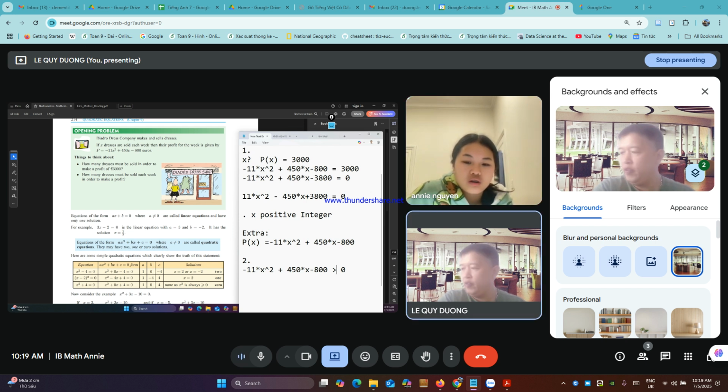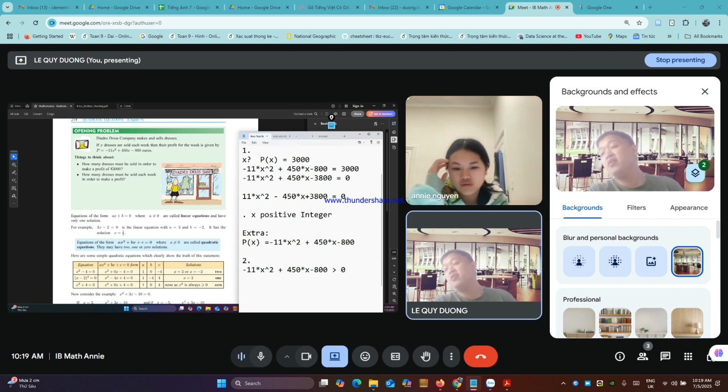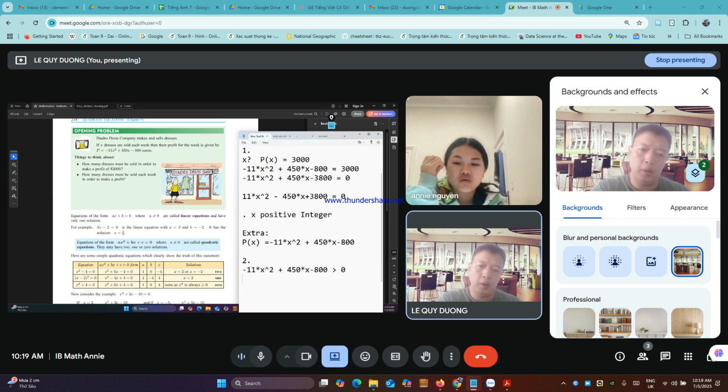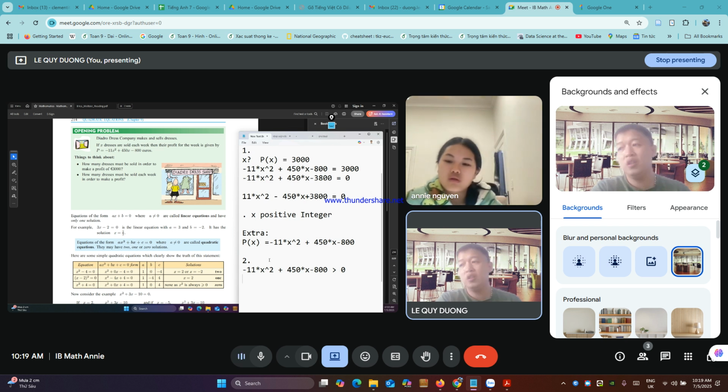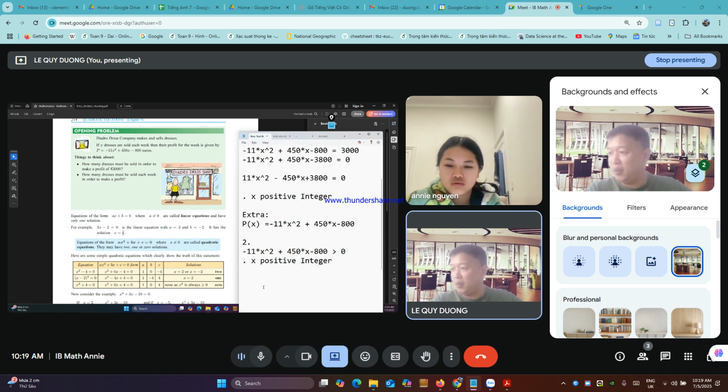Okay, to make a profit, right? Then this is the first condition. The second condition is that x must also be a positive integer, right? It must be a positive integer. So this is how quadratic equations work in real life. So why do people really need quadratic equations?